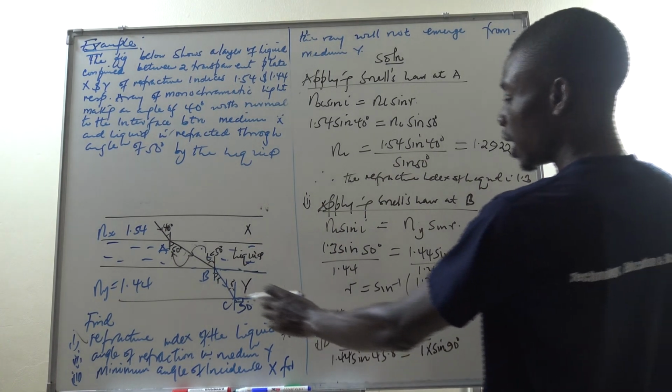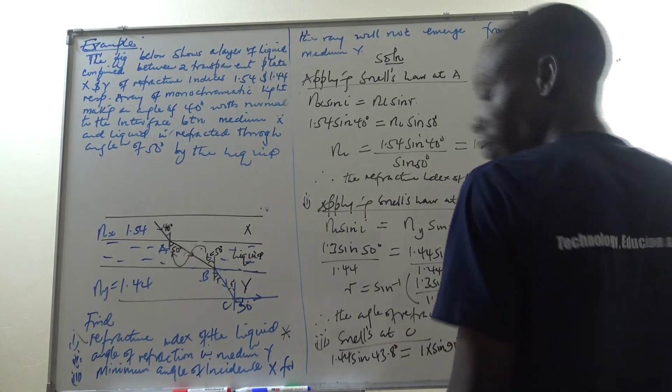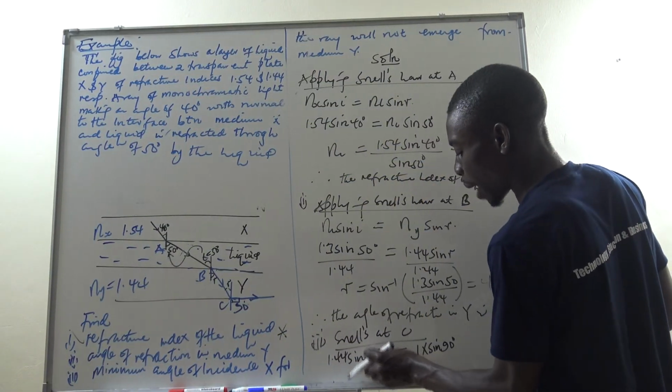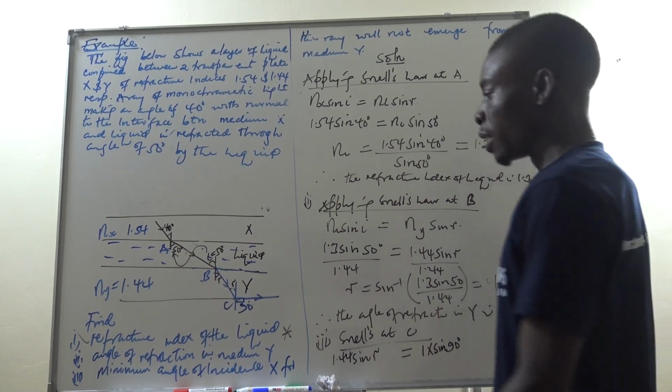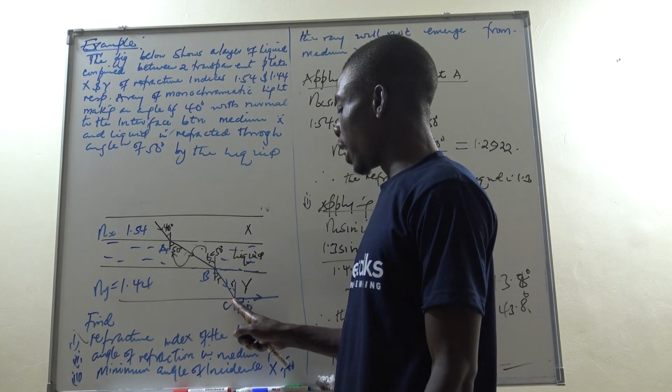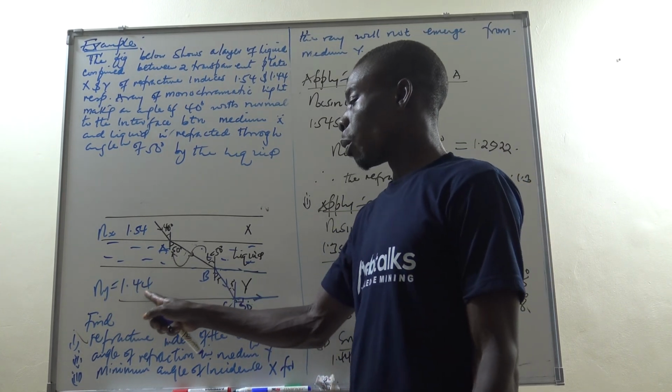Here we are supposed to get R. We are supposed to calculate R back. It is this R that we need. So when we are here, we are applying Snell's law. We shall say refractive index of Y, which is 1.44.